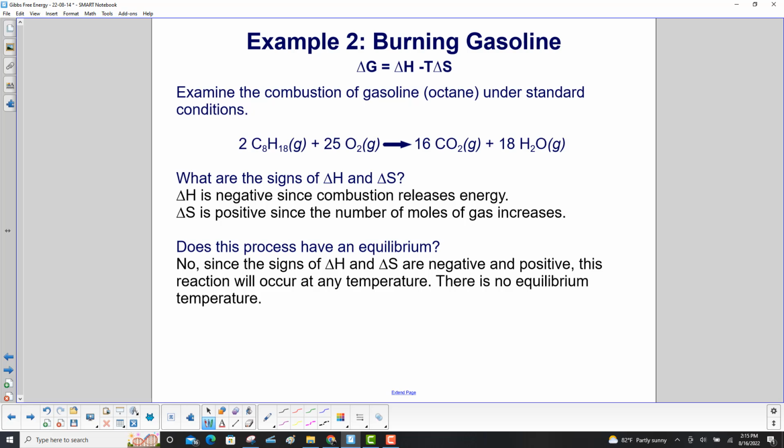What are the signs of delta H and delta S? Delta H, the change in enthalpy, is negative since combustion releases energy. Delta S, the change in entropy, is positive since the number of moles of gas increases. Does the process have an equilibrium? No, since the signs of delta H and delta S are negative and positive, this reaction will occur at any temperature. There is no equilibrium temperature.